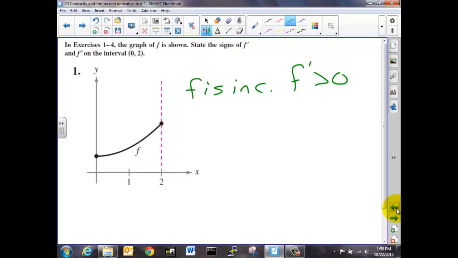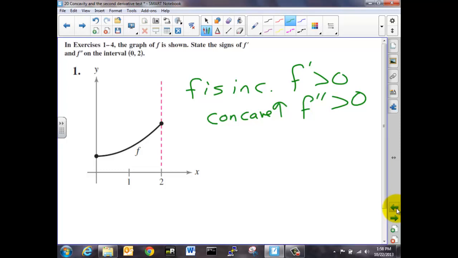All right, is it concave up or down? Okay, it's concave up. So is the second derivative positive or negative? Positive. You need to go back and look at your words there, okay? That's all we're asking you to do, Connie. Look at the graph. Is the graph increasing or decreasing? If it's increasing, the first derivative is greater than 0. If it's decreasing, the first derivative is less than 0.